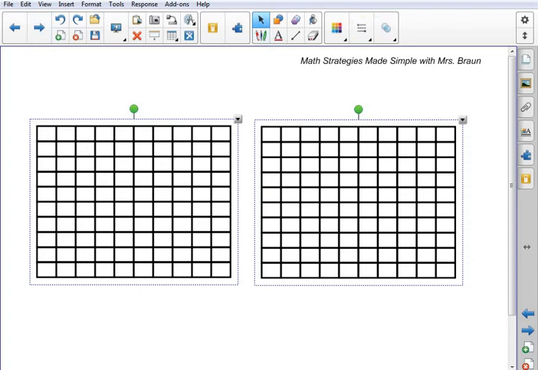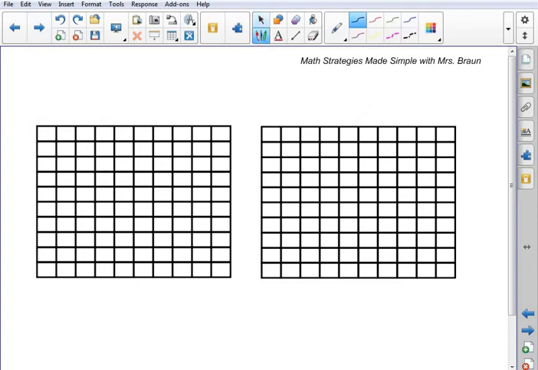Let's look at 1 and 9 hundredths. So again, I've got one whole, I've got 0 tenths, and I've got 9 hundredths here.